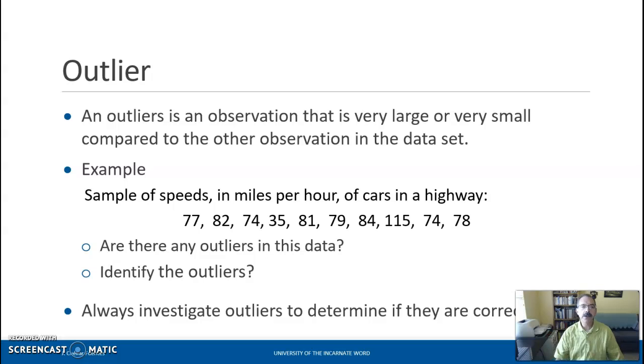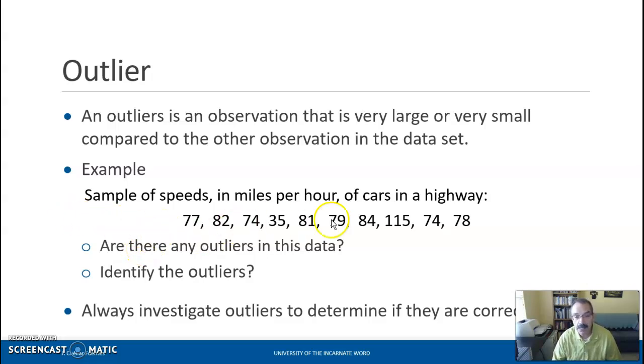All right, another important aspect that we need to talk about is what we call an outlier. An outlier is simply an observation that is very large or very small compared to the other observations. So here's an example of speeds, measured in miles per hour, of cars traveling on a highway. The question is, are there any outliers in this data?